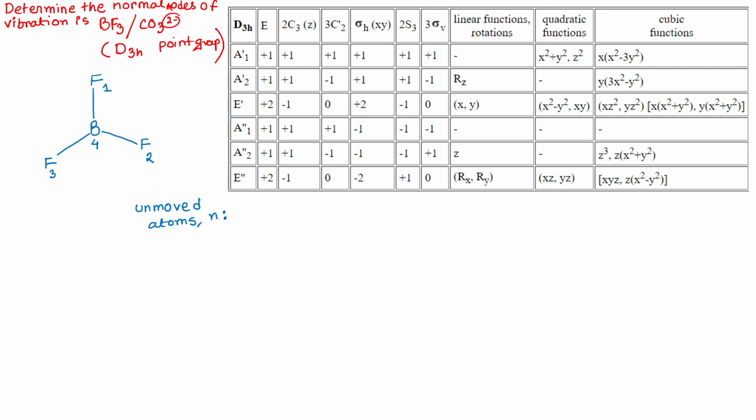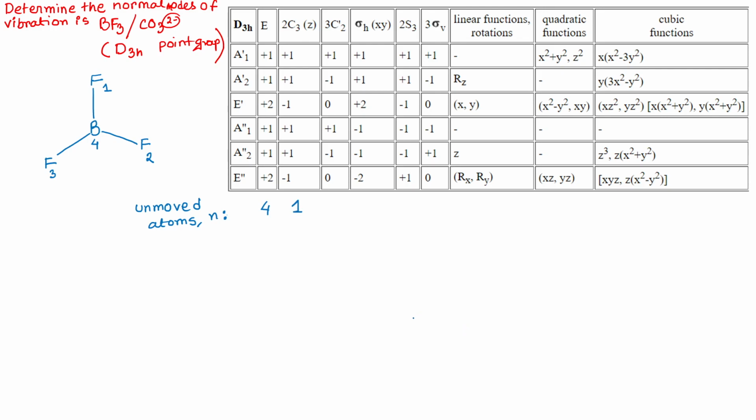I will just write this over this character table, so I don't have to make much effort. When the identity operation is performed, none of the atoms change their place, so your 4 atoms will be unmoved. What about when you perform a C3 operation? Then all the fluorines are going to change their place, but boron is not, so your unmoved atom is going to be 1.